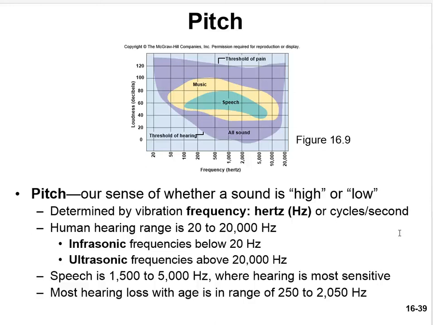Infrasonic is below 20 hertz, ultrasonic above 20,000. Some organisms can hear ultrasonic and infrasonic, meaning above and below what humans can hear. Speech is about 1,500 to 5,000 hertz, which is our best area of hearing, where we're most sensitive. And most hearing loss with age is in a range of 250 to 2050 hertz.